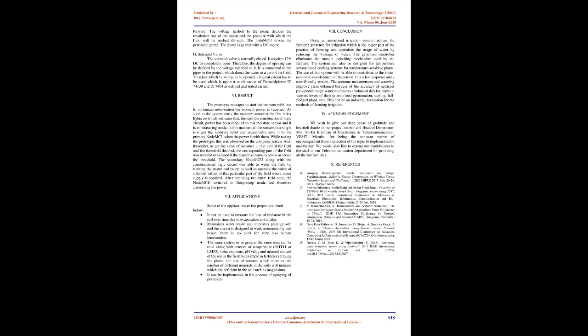The accurate measurement and watering improve the yield obtained because of the accuracy of nutrients provided, through water, to the field as a balanced diet for plants at various levels of their growth: seed germination, sapling, full-fledged plant, etc. This can be an industrial revolution for the methods of farming irrigation.